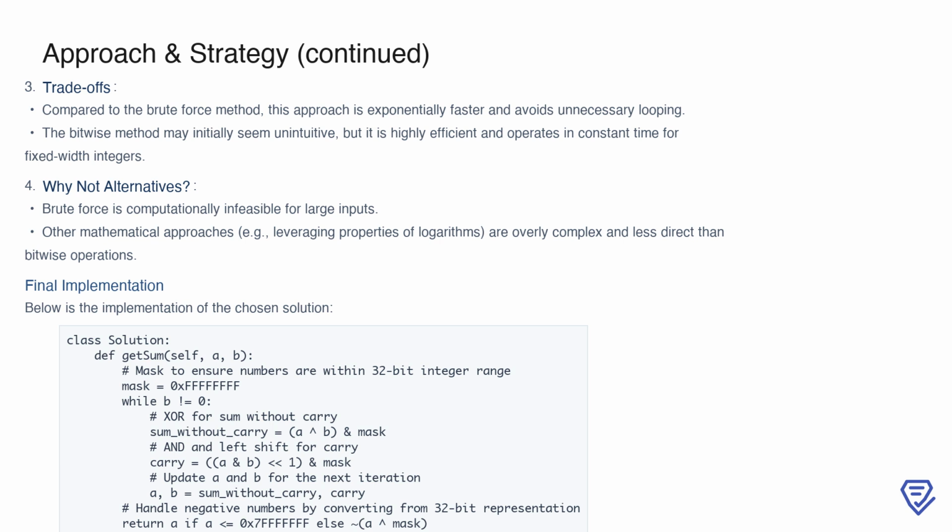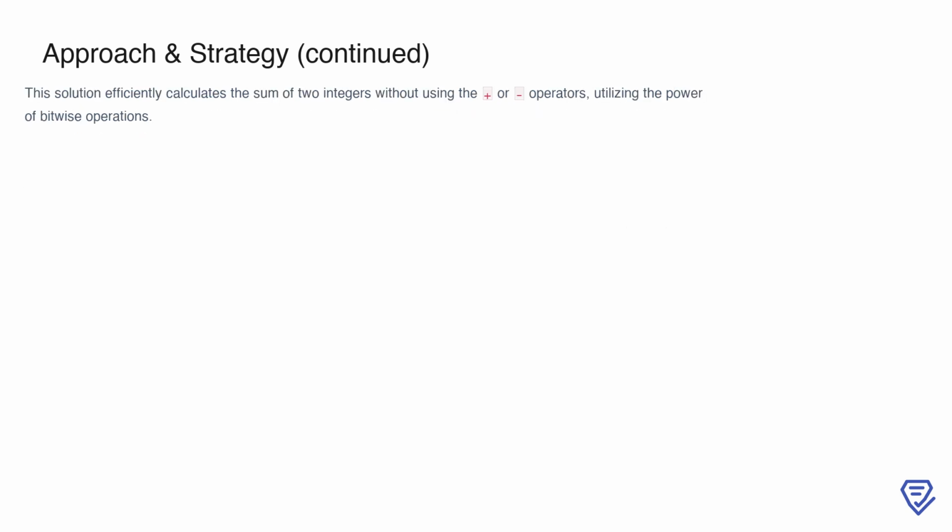Other mathematical approaches, like using logarithms or more abstract number-theoretic properties, are overly complex and lack the simplicity and directness of bitwise operations. The chosen implementation also demonstrates how bitwise arithmetic can be applied effectively to solve real-world problems. By understanding how the XOR and AND operations interact, we can construct a solution that is both elegant and practical. This implementation demonstrates the power of bitwise operations in solving the problem efficiently.